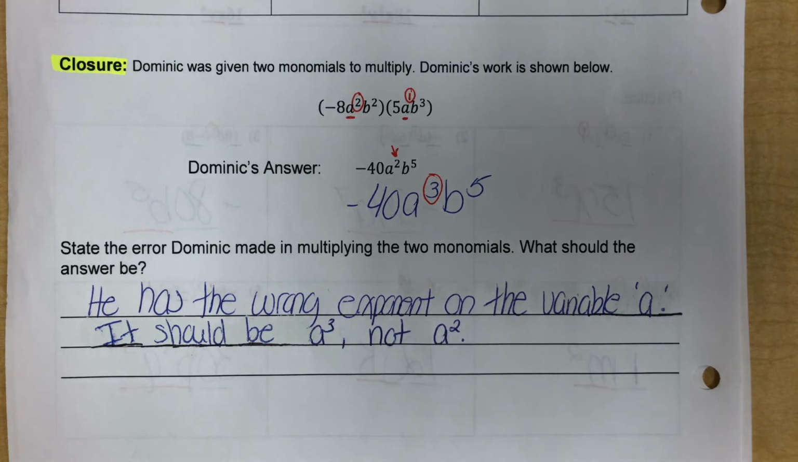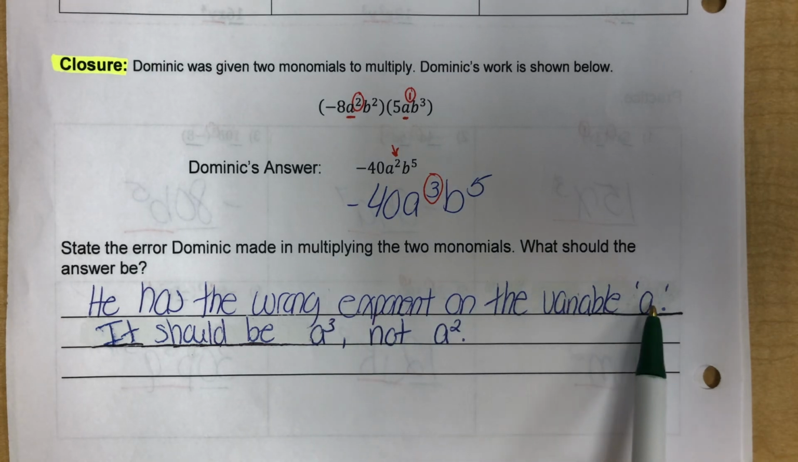So if we look at the closure here, the question says Dominic was given 2 monomials to multiply. Dominic's work is shown below. Then we see his answer. It says state the error that Dominic made when he was multiplying those 2 monomials. So they're telling you that something went wrong, and then you need to say what the correct answer should have been. All right. So as I look over, the only mistake that I'm seeing is that the wrong exponent was being used on the variable a.